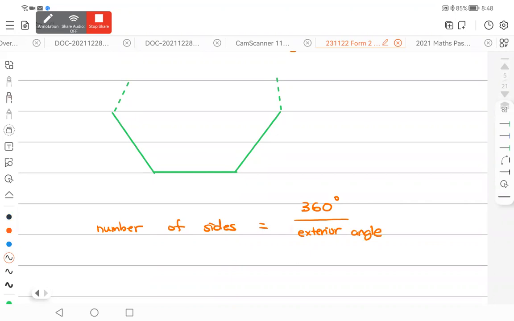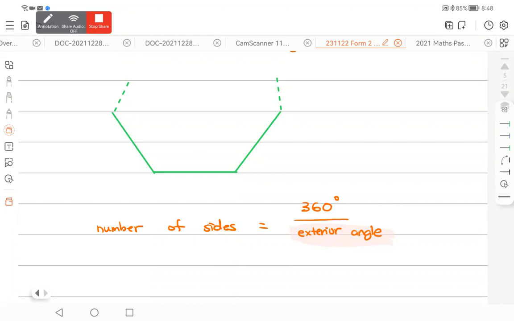And the exterior angle here doesn't mean outside. Usually we say outside, but it's not outside. The exterior angle is actually the supplementary angle of the interior angle. Let me repeat again.